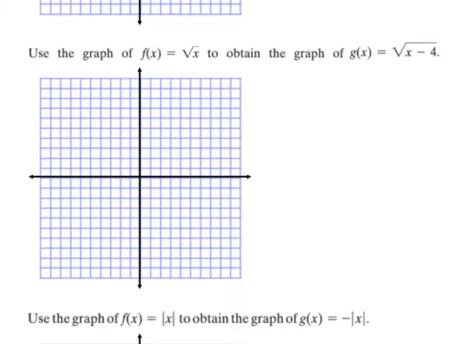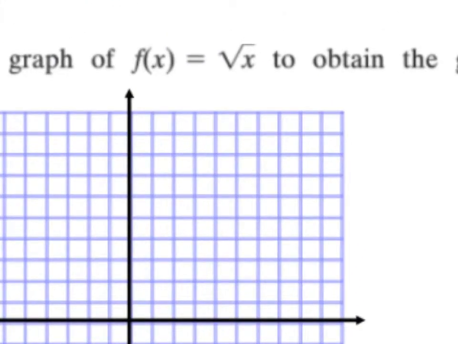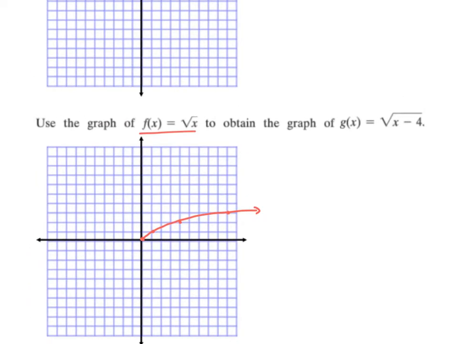So let's just quickly plot, and I'm going to do this in red, f of x equals the square root of x. Okay, so that graph is going to look like this, with just those specific points on it: 1, 1, 4, 2, and then 9, 3. And what I want to do, since I'm manipulating my input and I'm subtracting from my input inside, this is going to shift right 4 units.